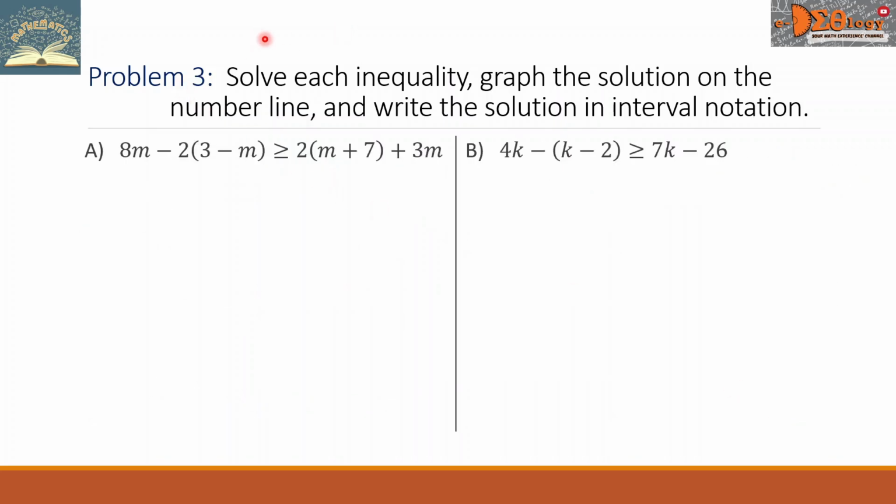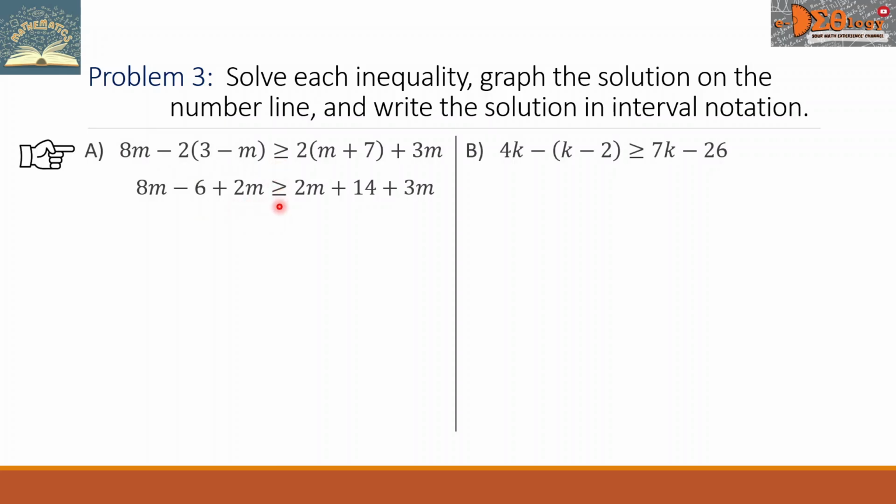Problem 3. Solve each inequality, graph the solution on the number line, and write the solution in interval notation. Letter A. 8m minus 2 times the quantity 3 minus m, more than or equal to 2 times the quantity m plus 7, then plus 3m. Let us simplify both sides. This negative 2 we multiply to number 3 and to the negative m. So we copy this 8m. Negative 2 times 3 is negative 6. Negative 2 times negative m, positive 2m.